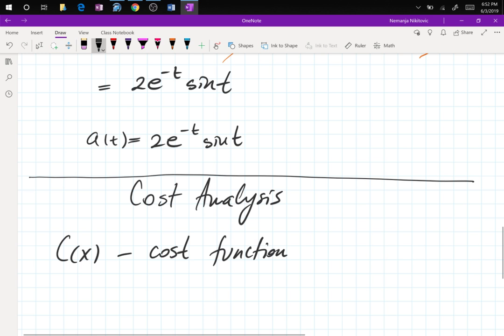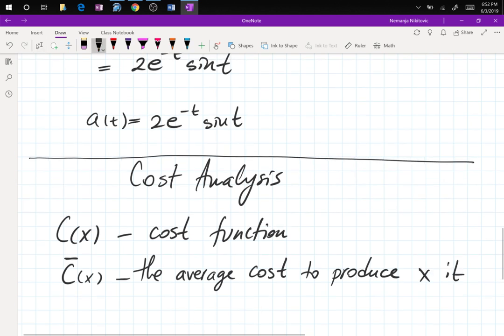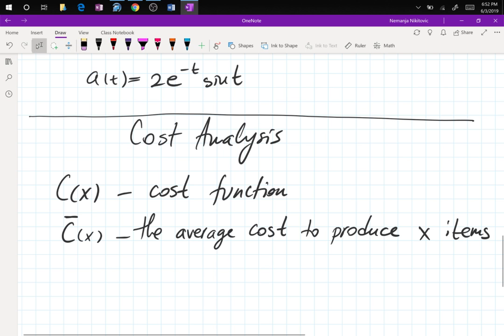So C of X will be the cost function. Now C bar of X is going to be the average cost to produce X items. And the equation for average cost, which is C with the bar, is going to be the cost function divided by the number of units you are producing.